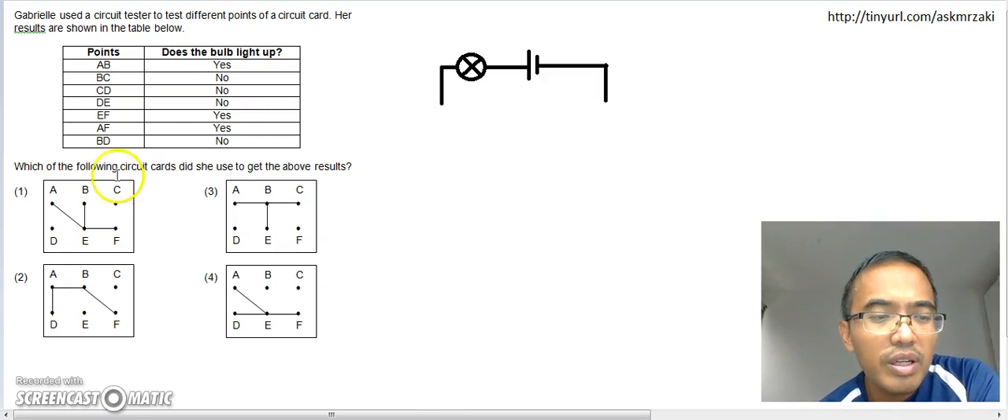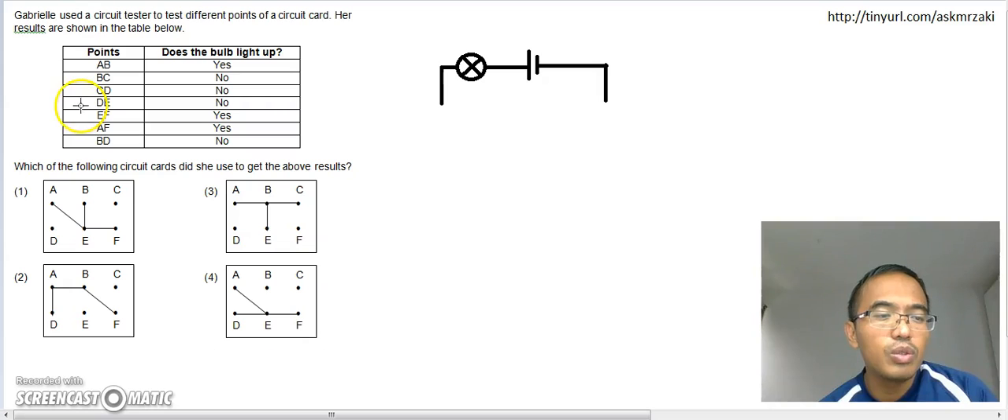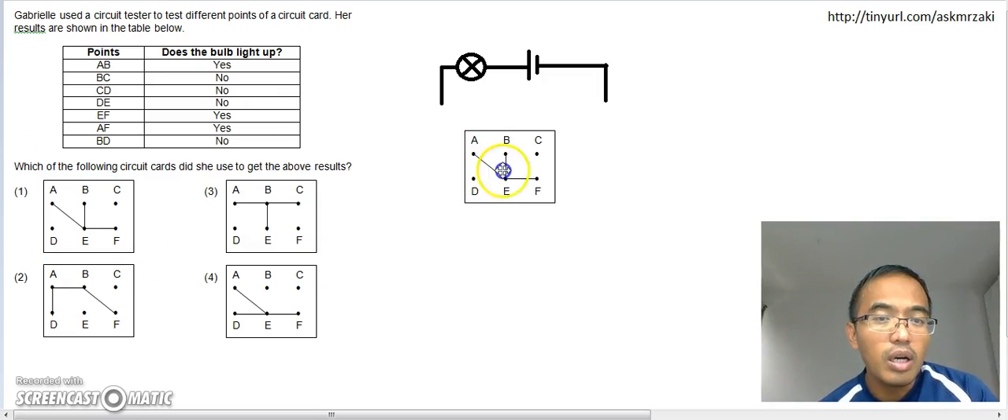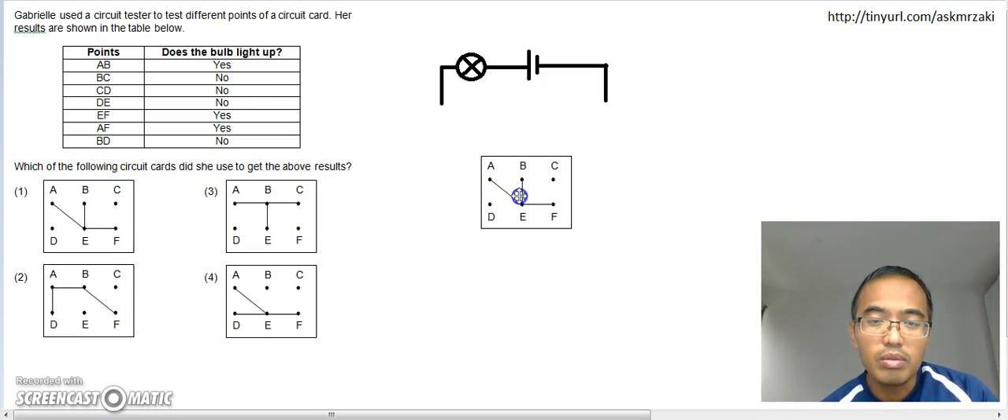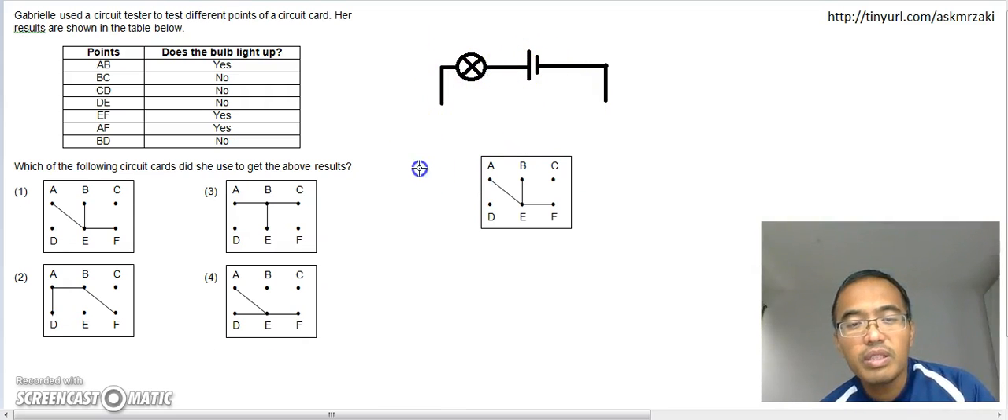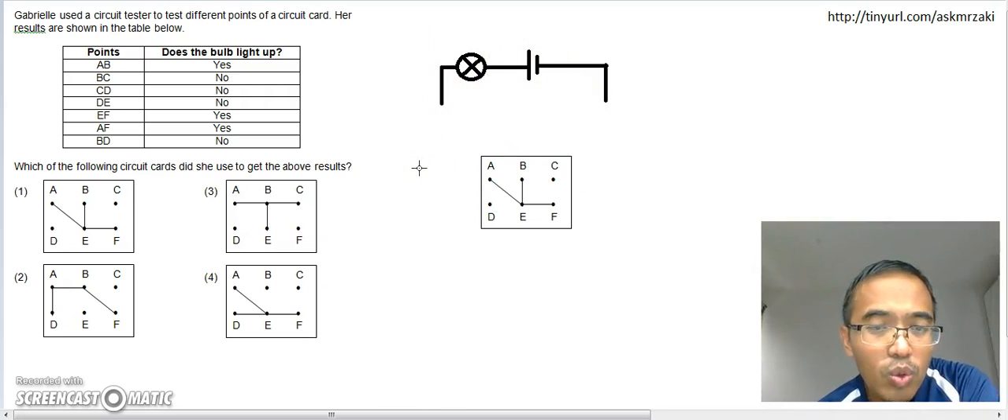Okay, so I have a circuit card here. What I'm going to do is connect this to a circuit, which comprises a battery and a light. Whenever it's connected, it will show continuity, then it will light up, right? But this is one way to do it. You can actually add it one by one.